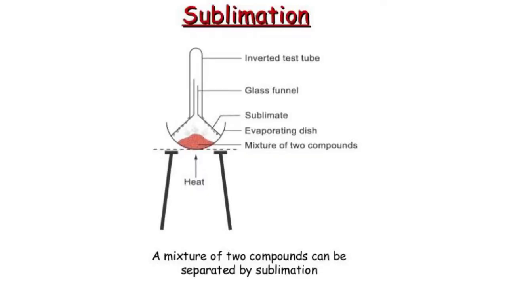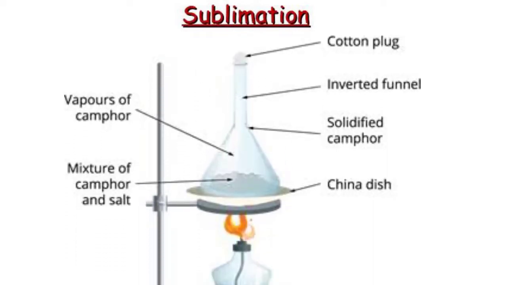Next method is sublimation. Some solid substances, when heated, change directly into vapor. This is called sublimation. On cooling the vapor, a solid is obtained. The solid obtained by sublimation is called sublimate. So we can separate a mixture of salt and camphor by this method.